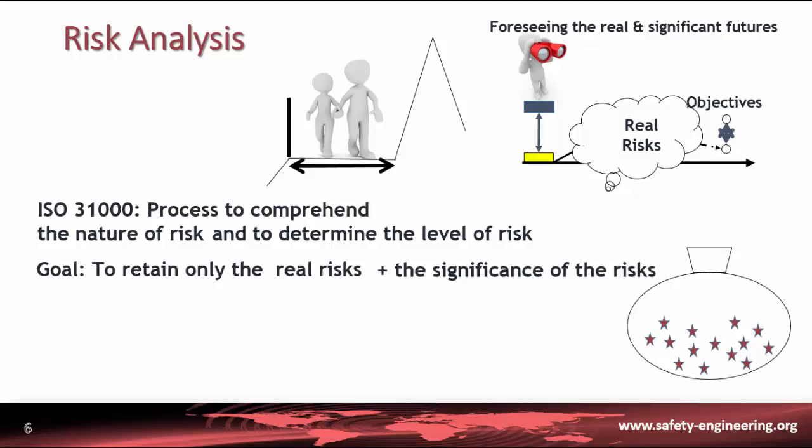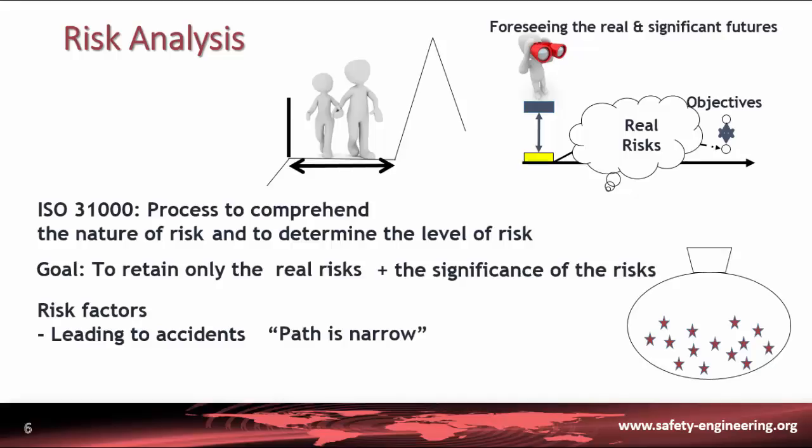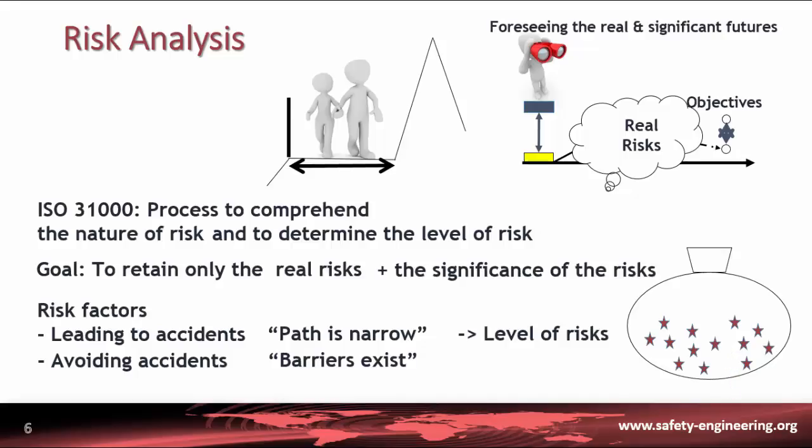To determine how real an identified risk is or to assess its level, certain factors have to be highlighted. Amongst these, some will confirm the potentiality of risks or their significance. For instance, if the path is narrow, the fall may actually occur. Others will refute the potentiality of risks or minimize their significance. For instance, if barriers exist, people cannot fall. As a result, by the end of this step, some risks will have been removed, and the level of the remaining risks will be assessed.